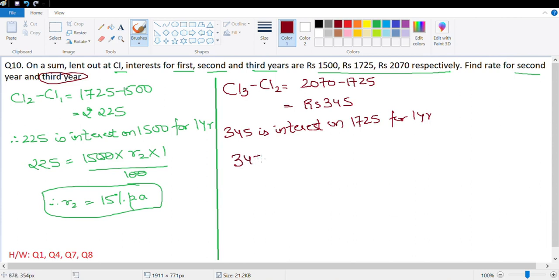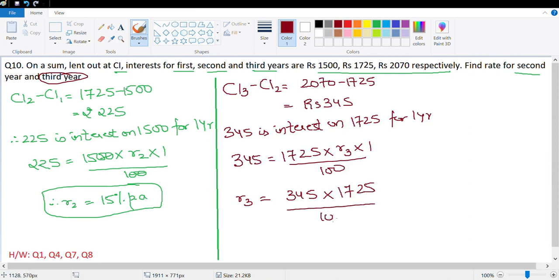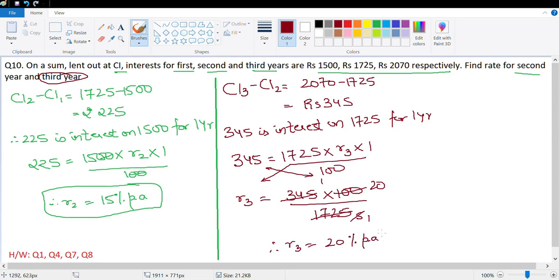Let's put it in the formula. Interest is equal to principal into rate. In this case, we are looking at the third year's rate, into 1 upon 100. It means R3 is equal to 345 into 100, cross multiply, my mistake, divided by 1725. So 345 into 100 upon 1725. That 345 ones are, this is 5 times 5 is 20. Therefore, rate for the third year is 20% per annum.